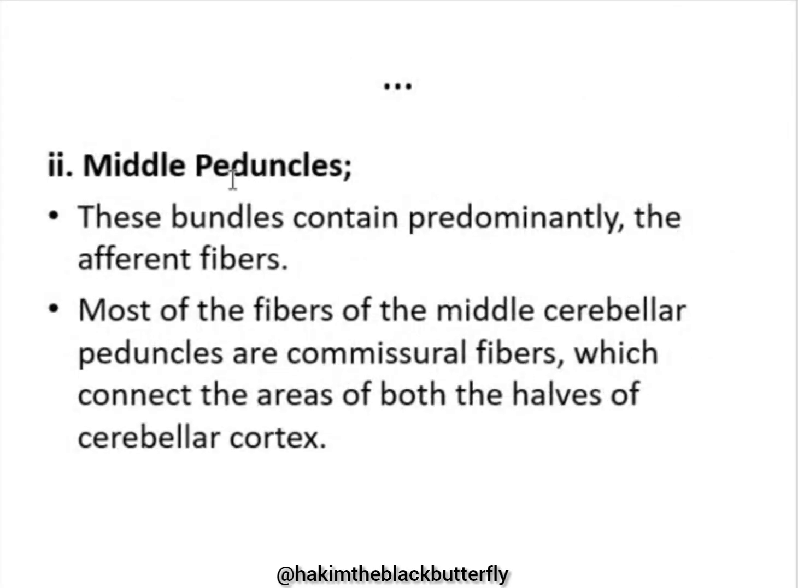The middle cerebellar peduncle also is predominantly afferent. Most of the information passing through it is entering into the cerebellum. And I said that most of the fibers of the middle cerebellar peduncle are commissural. The middle cerebellar peduncle of the right side is transmitting fibers from the left, and the middle cerebellar peduncle of the left is transmitting fibers from the right. But it is predominantly afferent.